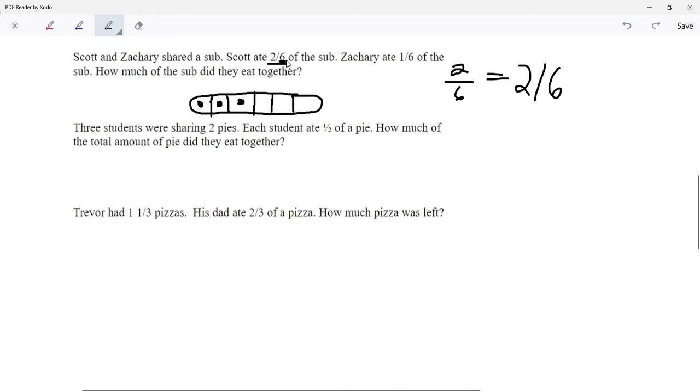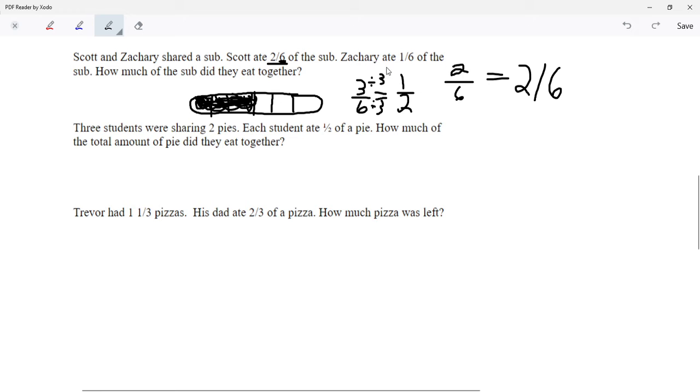Well, the denominator doesn't change, so it's just 1, 2, 3/6, which equals, since they have a common factor of 3, I can divide both top and bottom by 3. 3 divided by 3 equals 1, 6 divided by 3 equals 2. So 3/6 equals 1/2, and that's exactly what they ate. They ate half of the sub, right? 3 out of 6 pieces is the same as 1 out of 2 pieces.